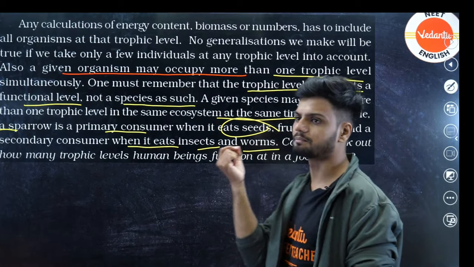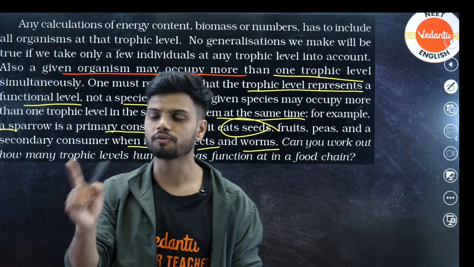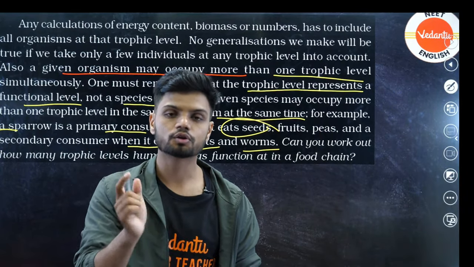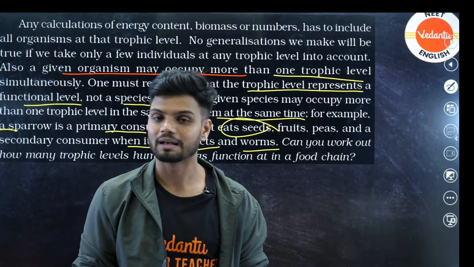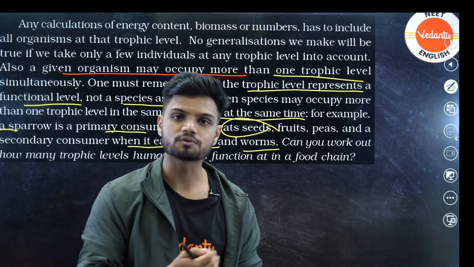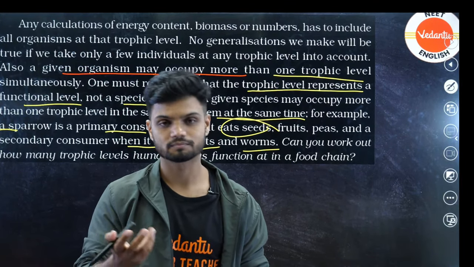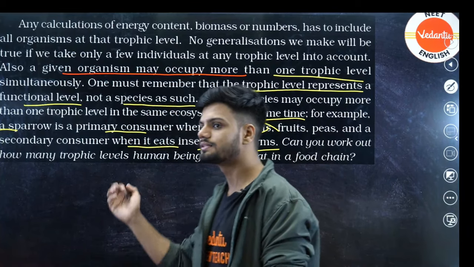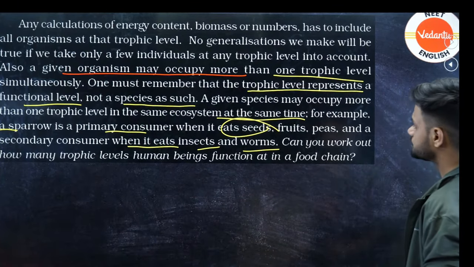So this one organism can be part of two different trophic levels at the same time. Like how you can have one best friend, and you can have one more best friend. You can have two different best friends at the same time. Yes, just like that. Okay.